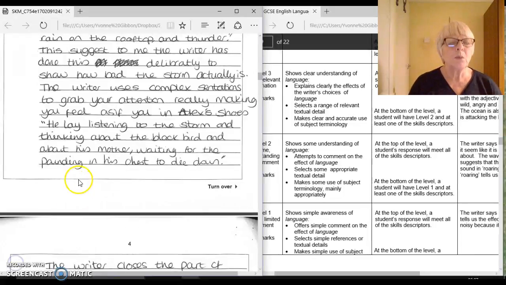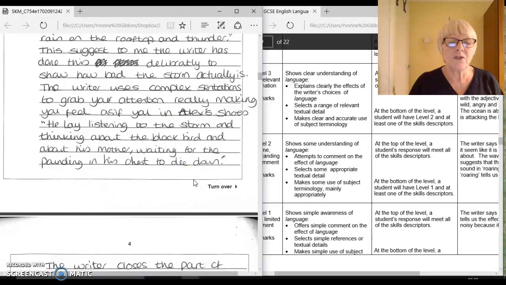Moving on to your next point, where you said the writer uses complex "centations". I'm not sure what that word is. I think it's meant to be sentences. So you need to try and make sure if you're using the terminology, you use it correctly. But anyway, you said he's using complex sentences to grab your attention and really making you feel as if you're in Alex's shoes, and you've given a quote there.